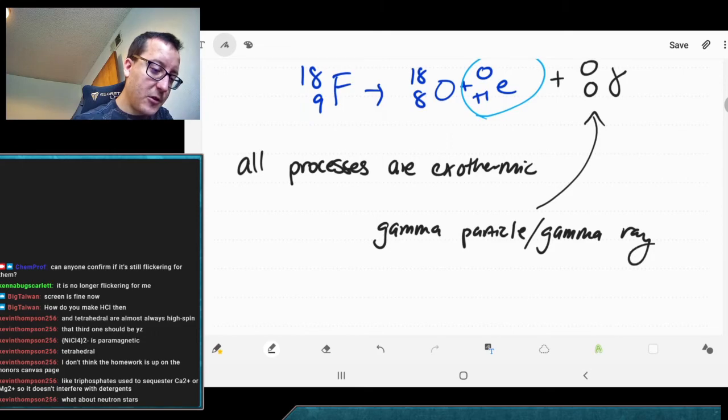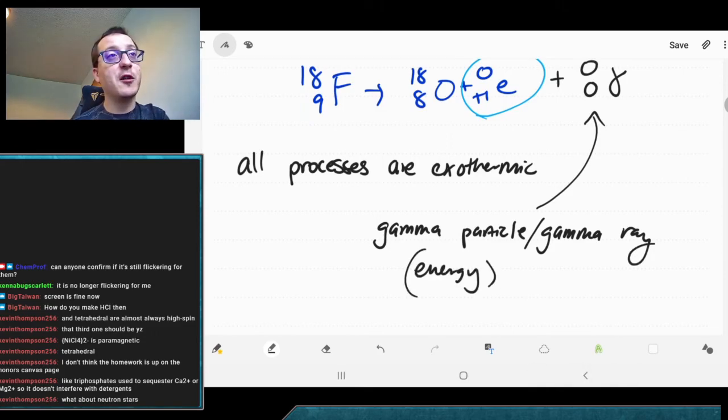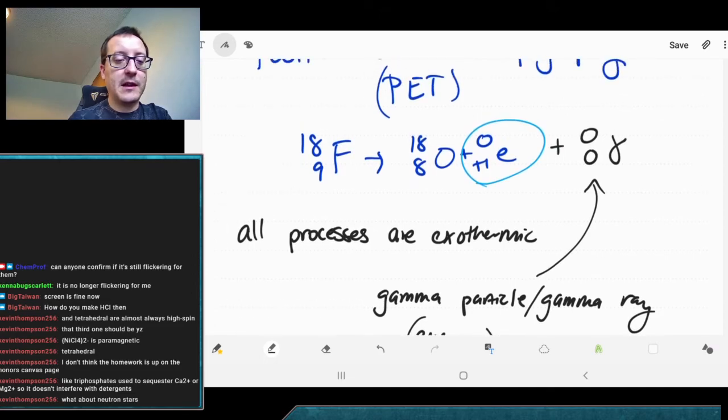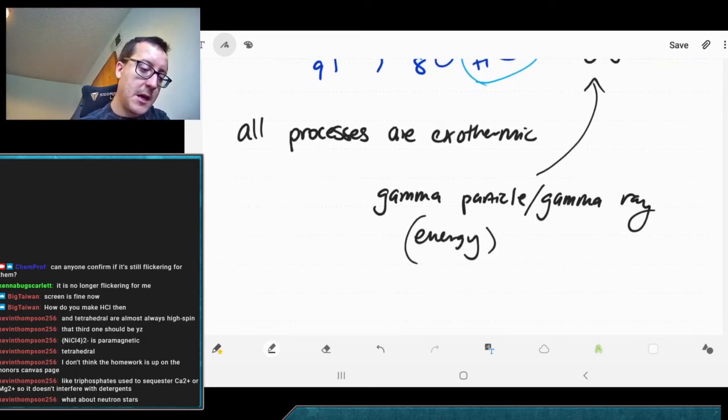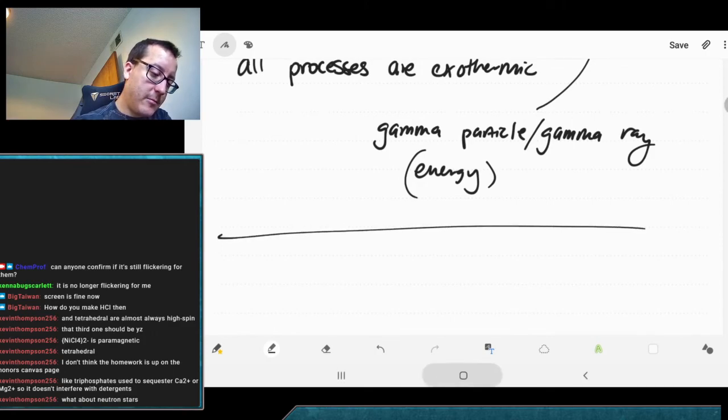And this is just energy. So it's a bunch of photons, energy that's coming out, light energy. And because those don't really change our reaction, we understand it's always going to be in the products. We just typically omit it, but it is there. All right, so just so you know. Alrighty.